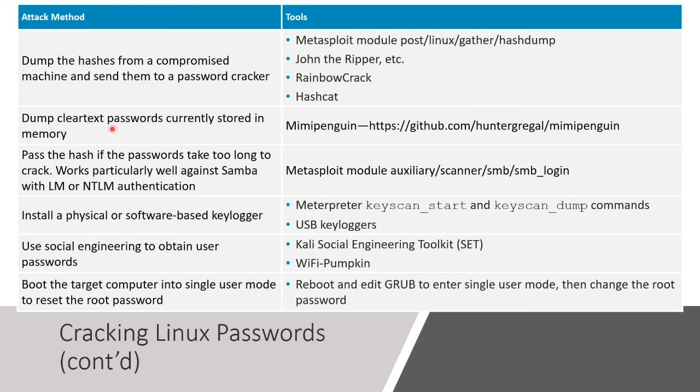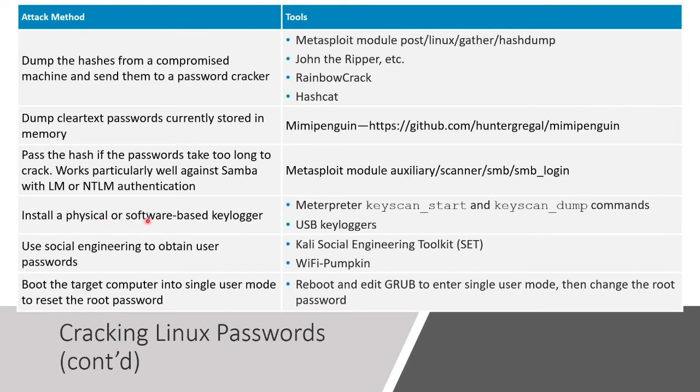You could dump any clear text that might be stored in memory. There's a tool called MemPenguin that can do that. You could just do pass the hash, just like we did in Windows. It works real well against the Samba service, which is basically the SMB service, because Samba will store LM and NTLM passwords or hashes just like Windows. And Metasploit has a terrific module that will do that.